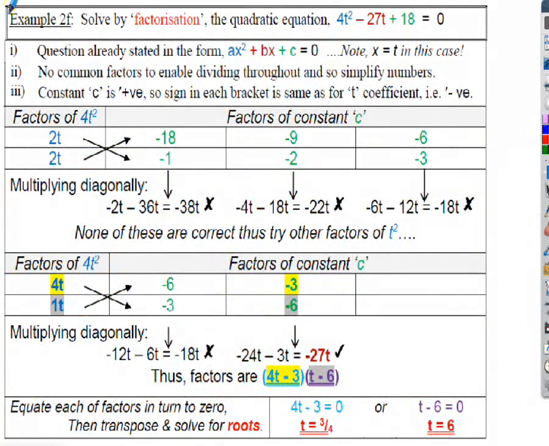Just going to take you through another example of factorization, example 2F. They changed the variable here from x to t in this case, but that doesn't bother us in the way we approach the solution. We're given the equation 4t squared minus 27t plus 18 is equal to 0. Slightly different here, the a coefficient associated with the squared term is no longer 1, so that just slightly complicates the solution sequence.